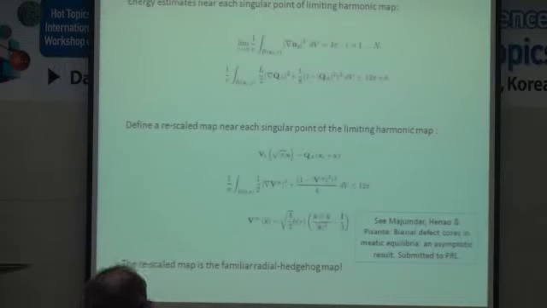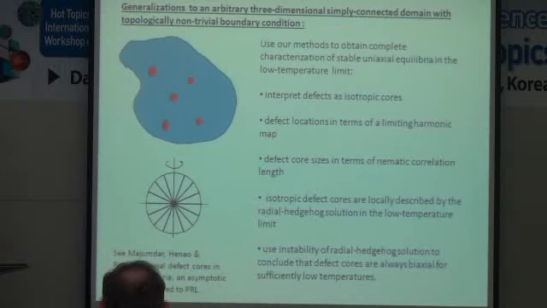And then you use the same argument again, the local instability of the radial Hedgehog solution with respect to biaxial perturbations, to prove that the minimizers, even for this more general problem, have to be biaxial near defect cores for sufficiently low temperatures. So I guess what was nice about this work is that all the results we had for the special case of a spherical droplet in some sense carried over to the case of more general geometries.